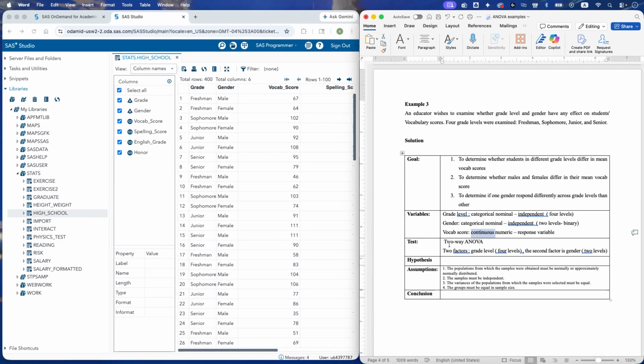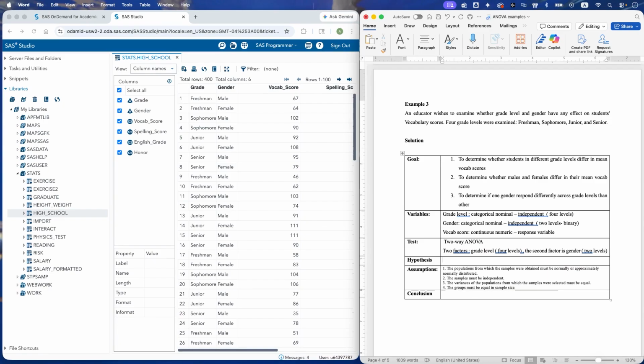Doing two-way ANOVA means we are going to set up multiple hypotheses, not just one hypothesis. The first hypothesis is going to be just for the grade level. We're going to study if there is a difference in the scores for different grade levels, number one. Number two, we are going to look at if there is a difference in the scores between different genders. And the last one, we're going to study whether there is an interaction effect between the grade levels and gender on the vocab score.